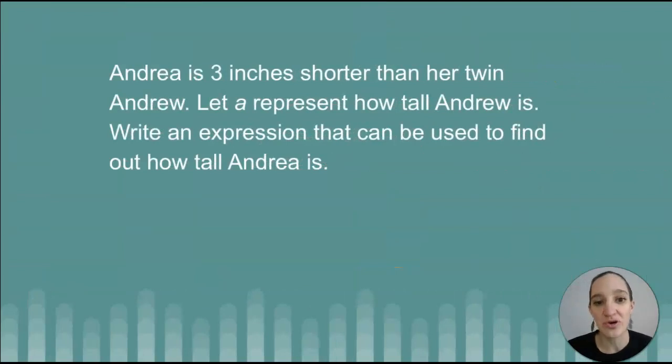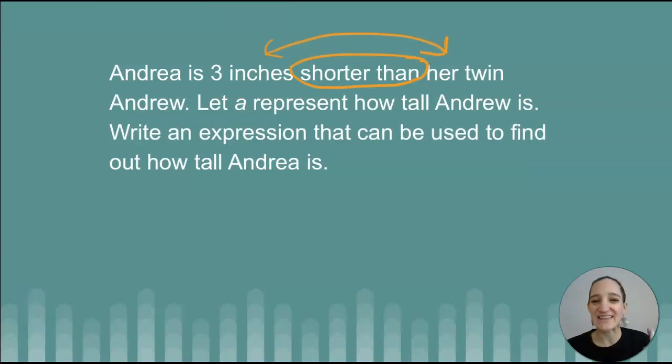Andrea is 3 inches shorter than her twin Andrew. Let A represent how tall Andrew is. Write an expression that can be used to find how tall Andrea is. Andrea is 3 inches shorter than her twin. Shorter than, it's not less than or fewer than, but it means the same, right? It would make sense that Andrea is 3 inches less than her twin. So I'm pretty sure this is a turnaround word. Okay, we're going to use A for Andrew. So we're going to take Andrew's height and go 3 inches shorter than that. So we're going to subtract 3.